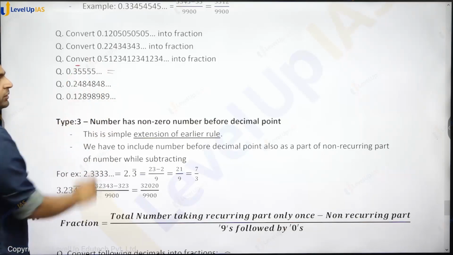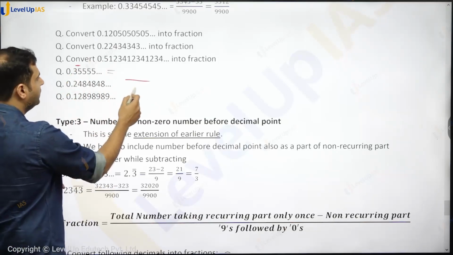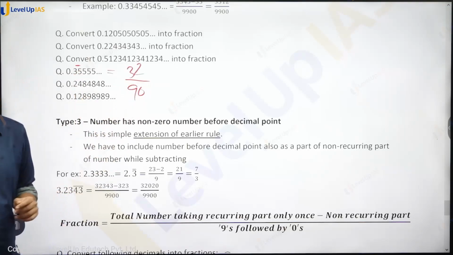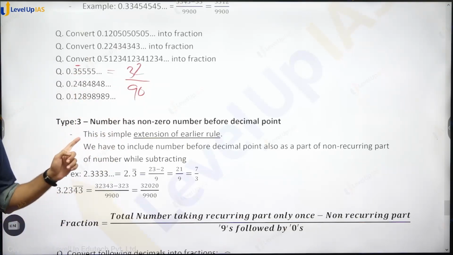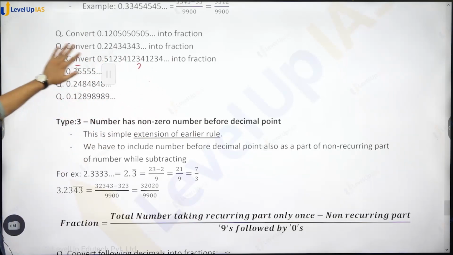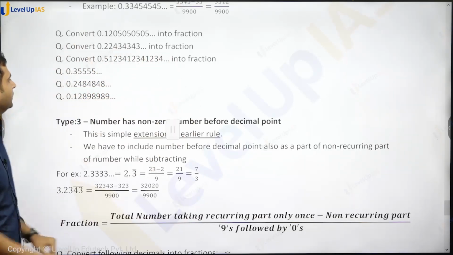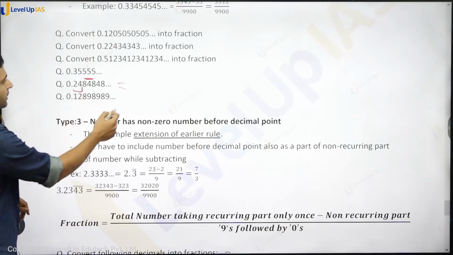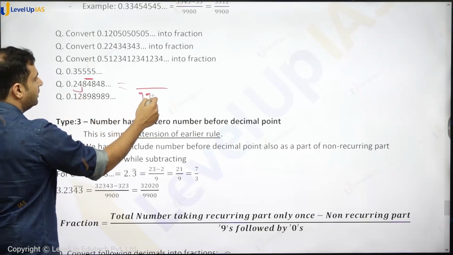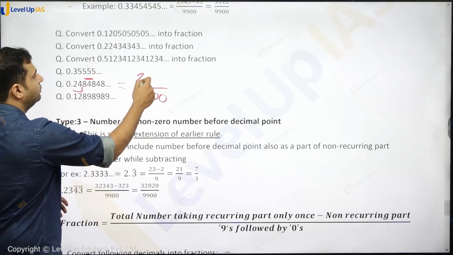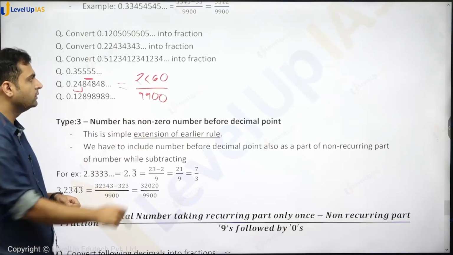only one digit is repeating and one digit in between, you will get 90 and 35 minus 3, 32, 32 by 90. सही है ना, सबका यही आ रहा है ना. Next, you have two digits repeating, two digits in between, so you will get 9900 and 2484 minus 24, so you will get 2460.